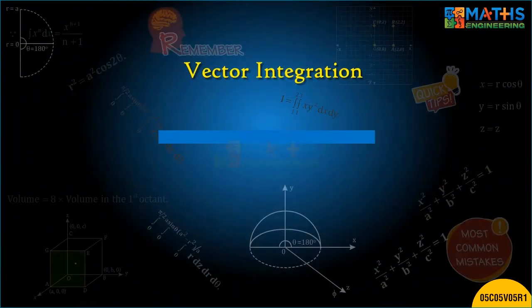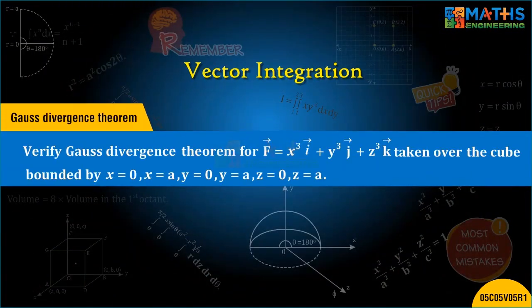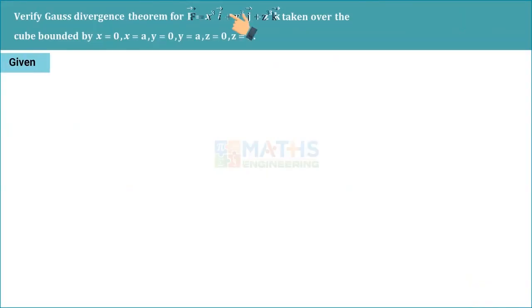In this video, we are going to discuss Gauss Divergence Theorem. The problem given here is: verify Gauss Divergence Theorem for F vector equal to x³ i vector plus y³ j vector plus z³ k vector, taken over the cube bounded by x = 0, x = a, y = 0, y = a, and z = 0, z = a. What is given in the question?